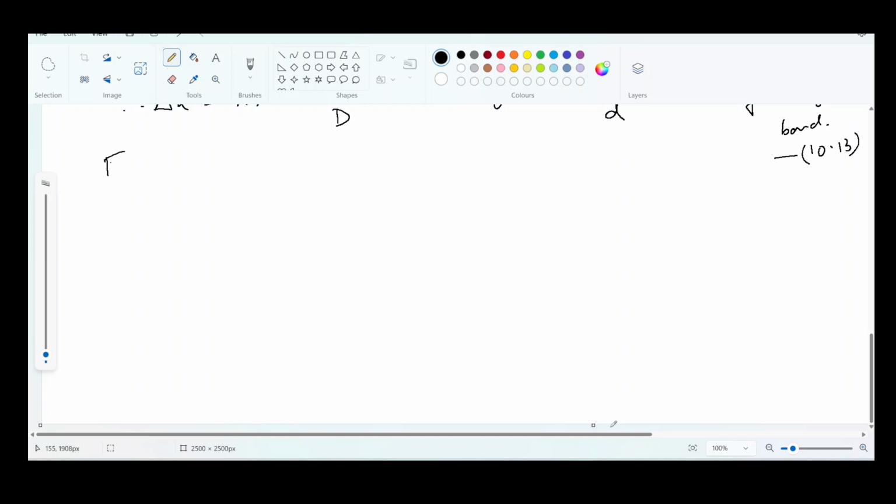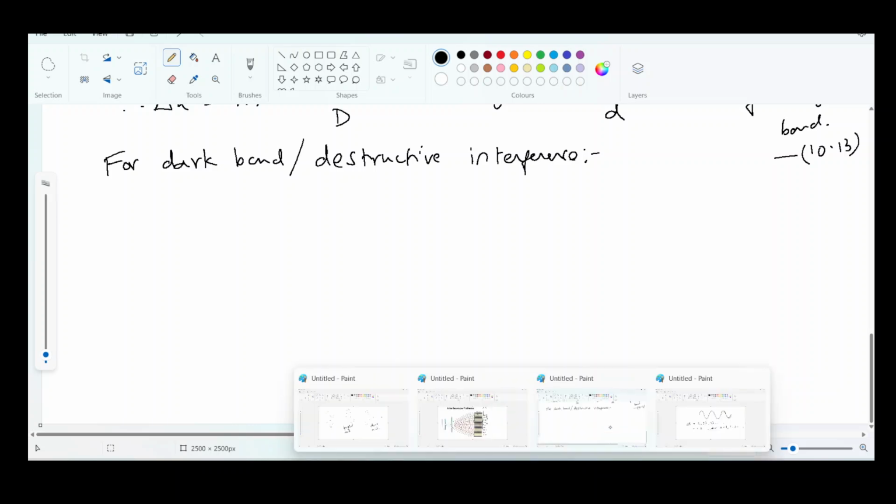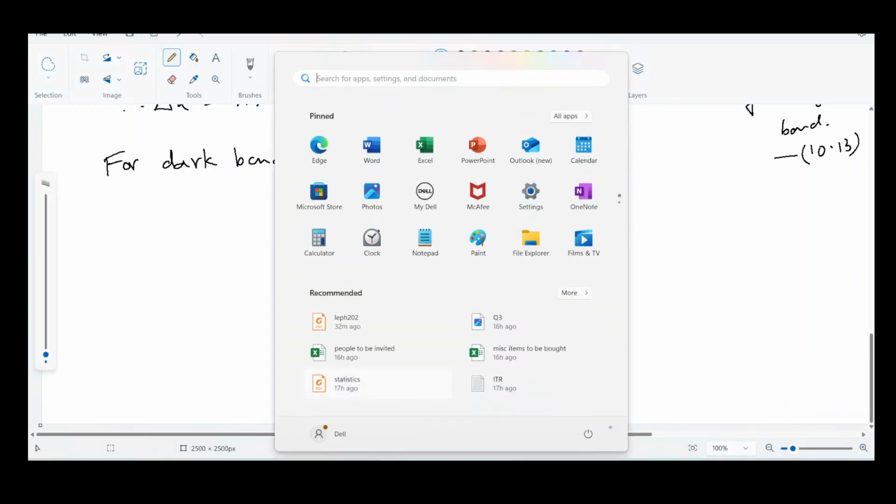For dark band, also called destructive interference, what is the condition? The condition is that, let me take a new page here.